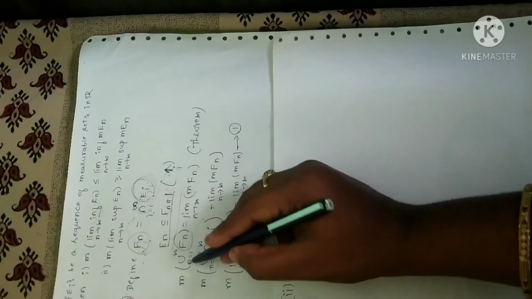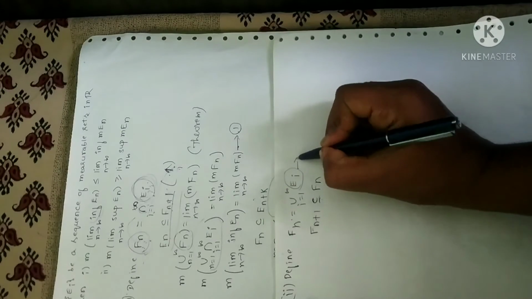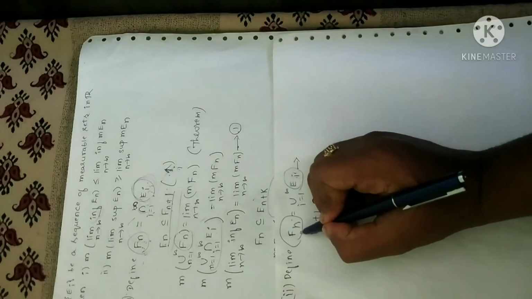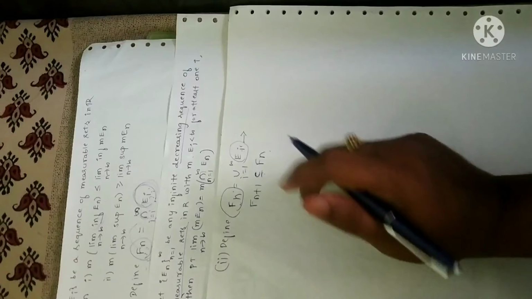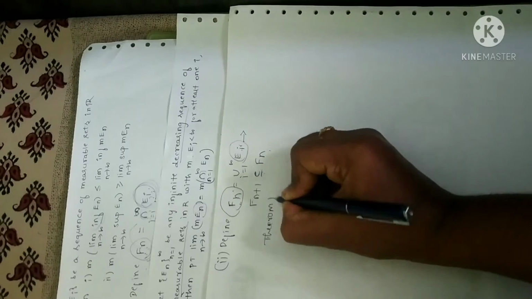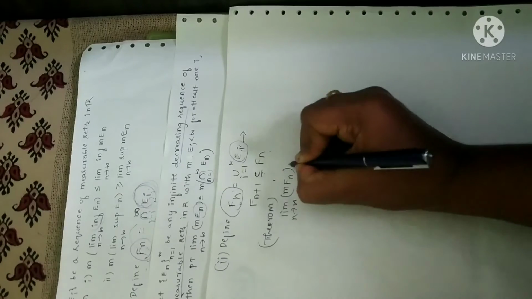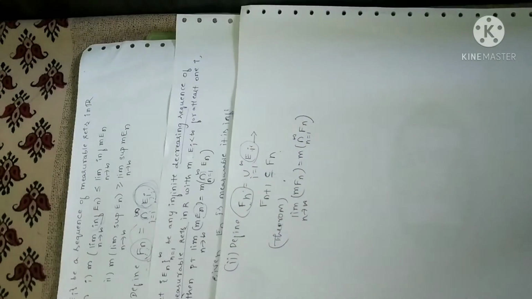Clear? Now next step. Since it is a monotonically decreasing sequence, and moreover Ei is measurable, as I already told in the previous theorem, if the Ei's are measurable, then I can say the Fn's are measurable. So if the Fn's are measurable and a decreasing sequence, in the previous session I have proved this theorem for a decreasing sequence. So I am going to copy the same theorem, but in place of En, I am going to write Fn. So as per the theorem, I can write limit n tending to infinity m of Fn is equal to m of intersection n equal to 1 to infinity Fn. This is as per the theorem.